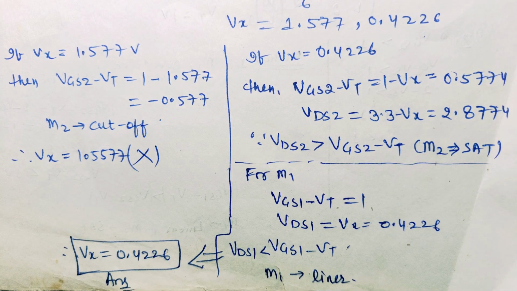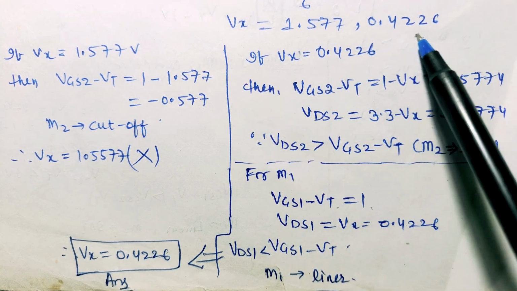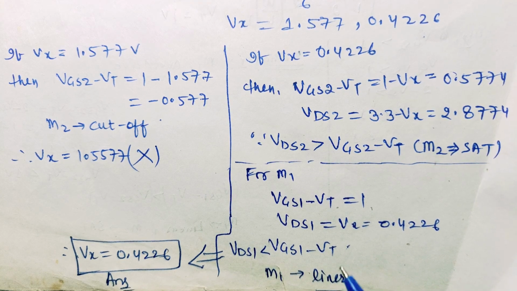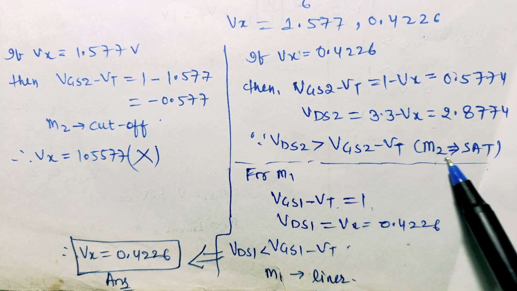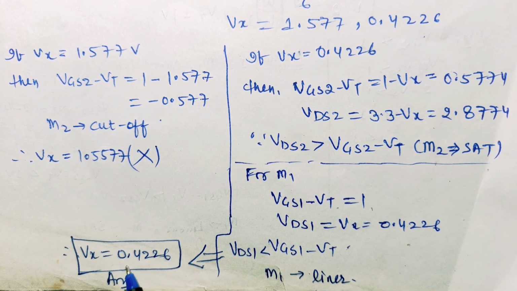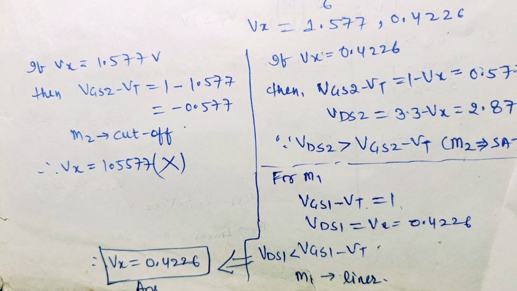So we can say that for Vx equal to 0.4226, M1 is in the linear region and M2 is in the saturation region. So the Vx value is 0.4226, and this value is also less than 1, which satisfies the condition given in the question that VGS2 is greater than 1 volt. So this is our answer.